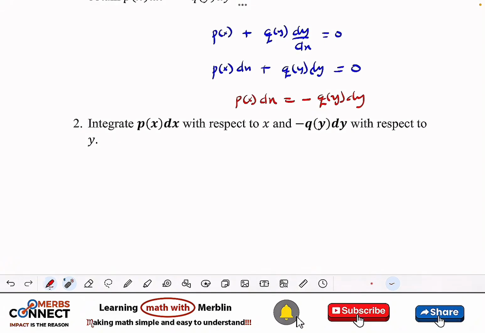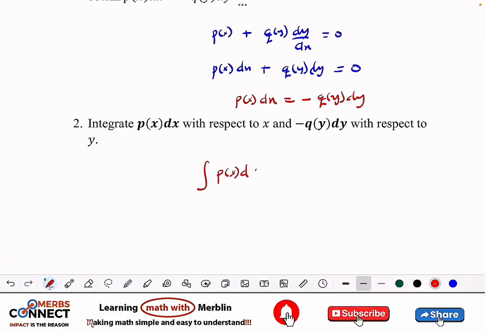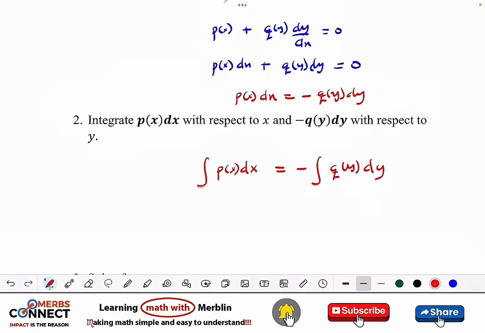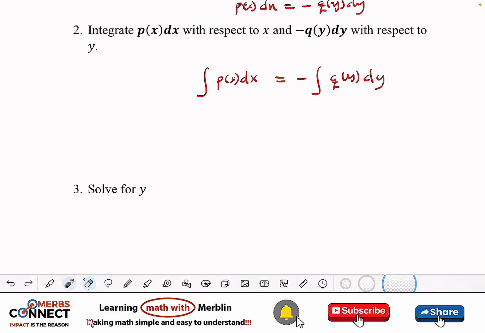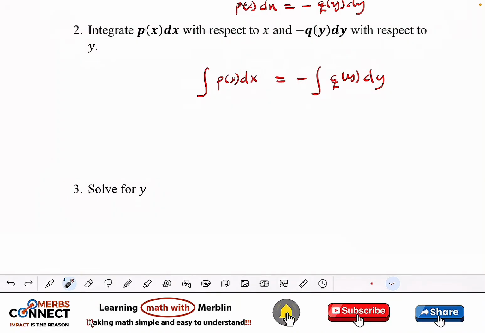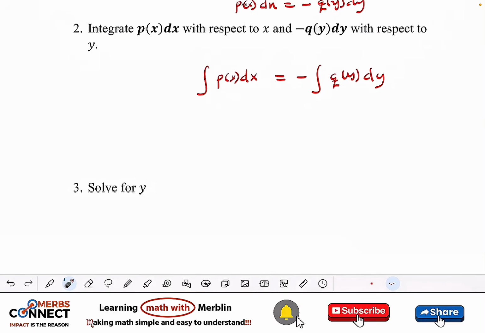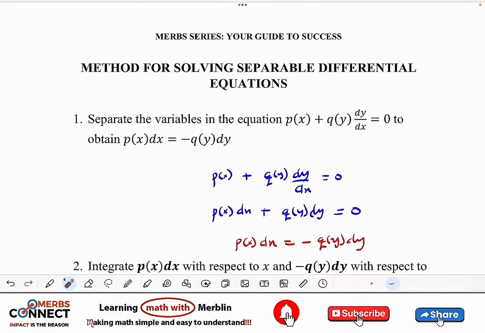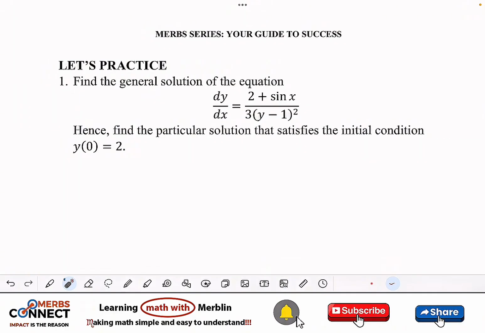So basically that's what I'm going to do. So this one is going to be integrate the left, which is the same as integrate the right, right? So this is the process going through. And then what we just need to do is integrate, and then solve for y, and then we get our general solution. And if there is an initial condition, we just use the initial condition to find our particular solution. Let's take some examples.